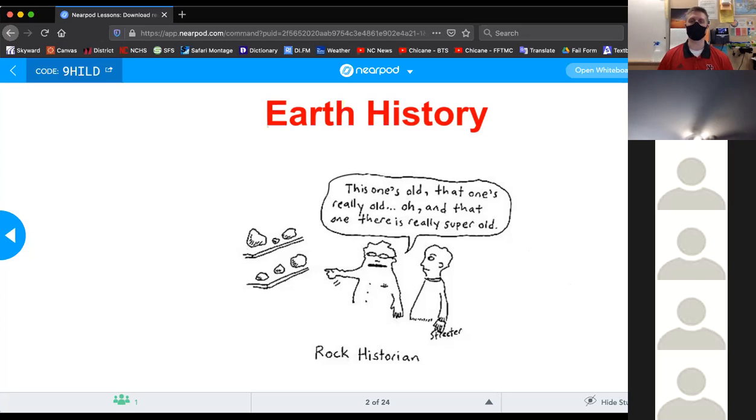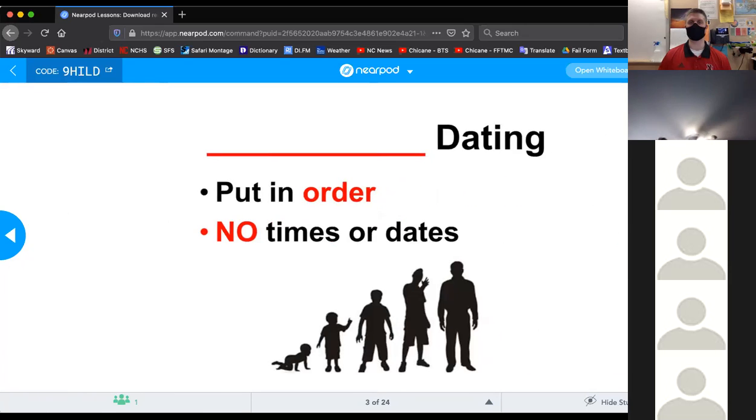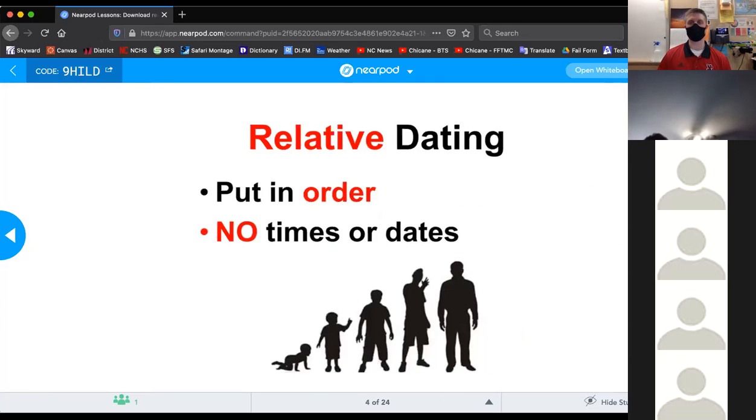But when we're talking about ways of figuring out how old things are, there are a couple of different ways that we can do that. And the first one, the first system or whatever you would like to refer to it as, is called relative dating.